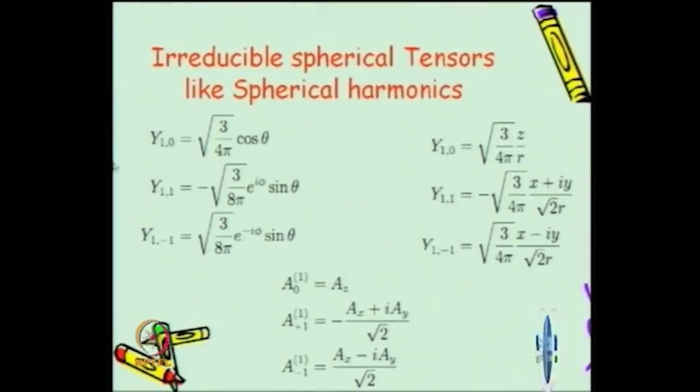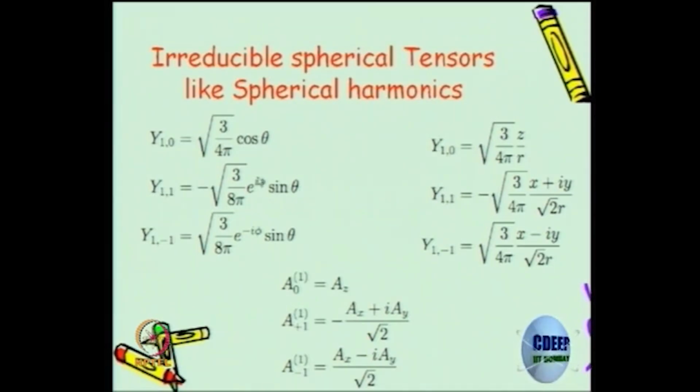So this is just for completeness. I thought, let me put the data for you. Why does this iY and X, iX plus Y, minus X minus iY all come in? This is because if you see the spherical harmonics, Y1 0, up to normalization, is cos theta. Cos theta is nothing but the Z component, proportional to the Z component.